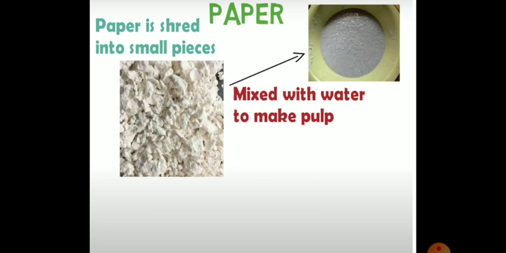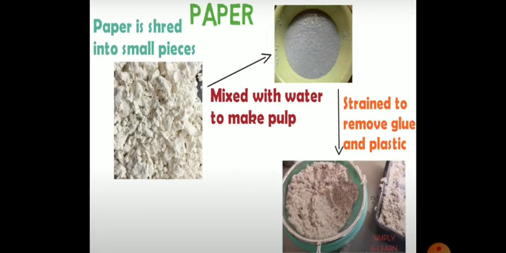we take the paper out of the water, and after one day of soaking, we will pound it, we will grind it, and we will make a thick paste out of it, and we will drain it, we will filter it. From the thick paste, we will separate the water and strain it to remove the glue and the plastic.